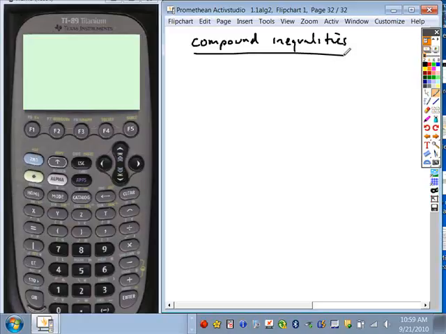Solving compound inequalities, there's two different types. There's an AND type and an OR type. Okay, in an AND type, what's happening is your variable's going to be sandwiched between an upper and lower limiting value. So the AND type of inequality would look something like this.